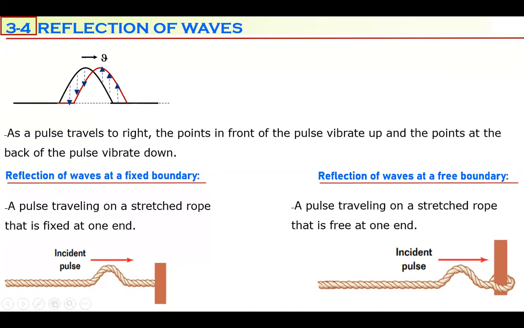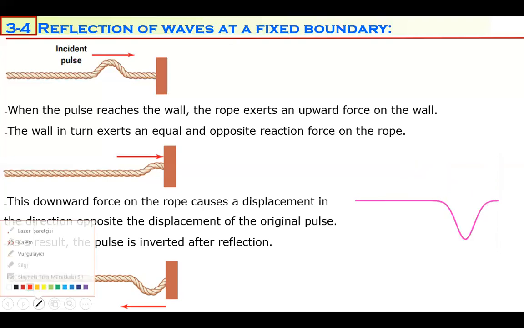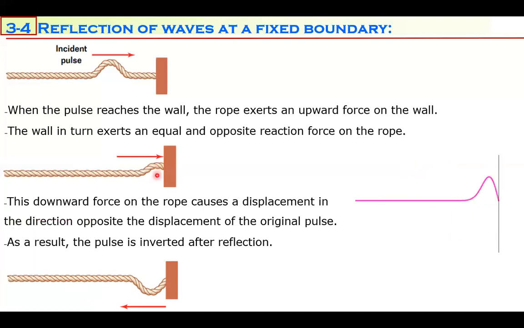First, if a pulse is approaching a fixed boundary, when the pulse reaches the wall, the rope exerts an upward force on the wall, because we know that the wall applies a downward force on the rope. This downward force, this reaction on the rope, causes the pulse to be in a direction opposite to the displacement of the original pulse. So the reaction force causes the pulse to be inverted.